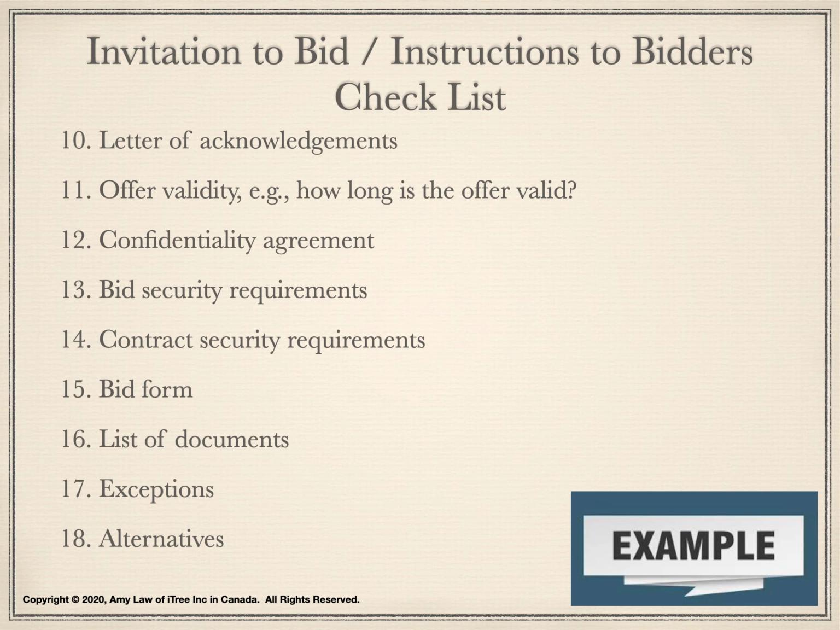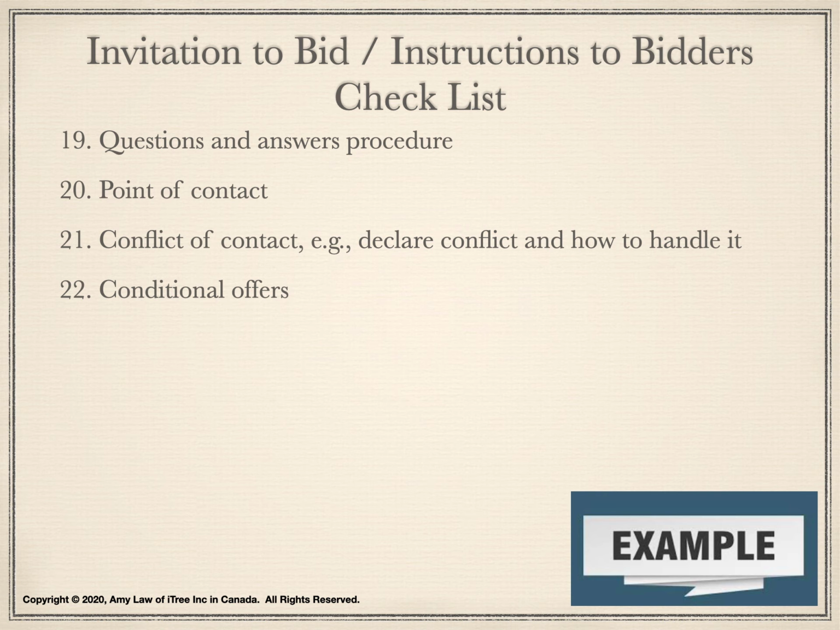Confidentiality agreement, bid security requirements, contract security requirements, bid form, list of documents, exceptions, alternatives. Questions and answers procedure, point of contact, conflict of contact. For example, declare conflict and how to handle it properly. Conditional offers.